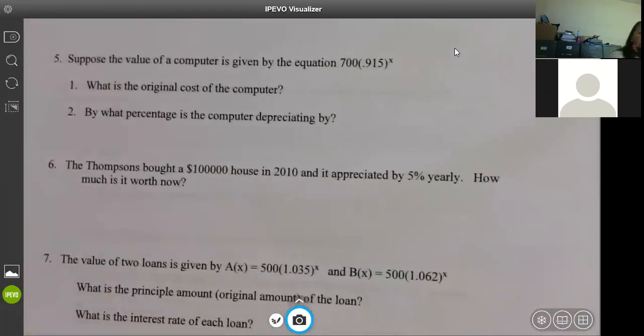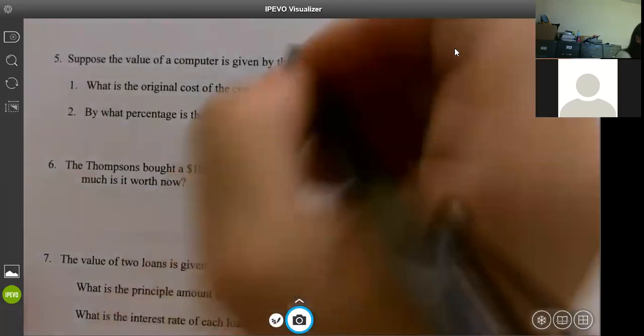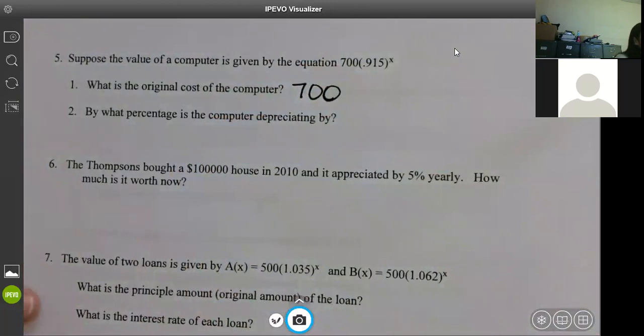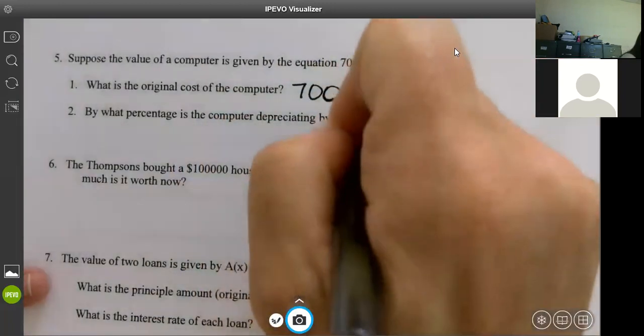Suppose the value of a computer is given by the equation 700 times 0.915 to the x. Tell me what the original value of the computer was. 700. What percentage is the computer depreciating by? Yesterday, you talked about the multiplier and then the rate of change. And I told you it was how far it was from 1, right? Okay, so this is the same thing. How far from 1?